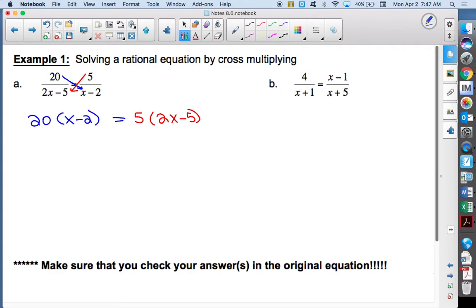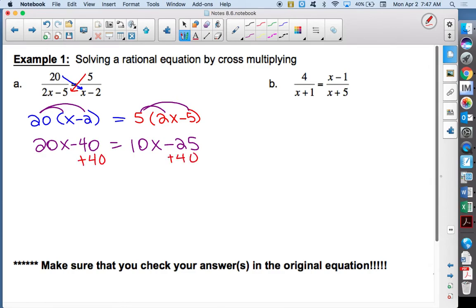So you shouldn't have a fraction left over. You still need to have the equal sign because it's still an equation. We're just multiplying diagonal from top of the first to the bottom of the second. And then you're solving the equation that you have left. So multiply the 20 through. Multiply the 5 through. And then continue to solve, isolating the x. So I would add 40 and subtract the 10x.